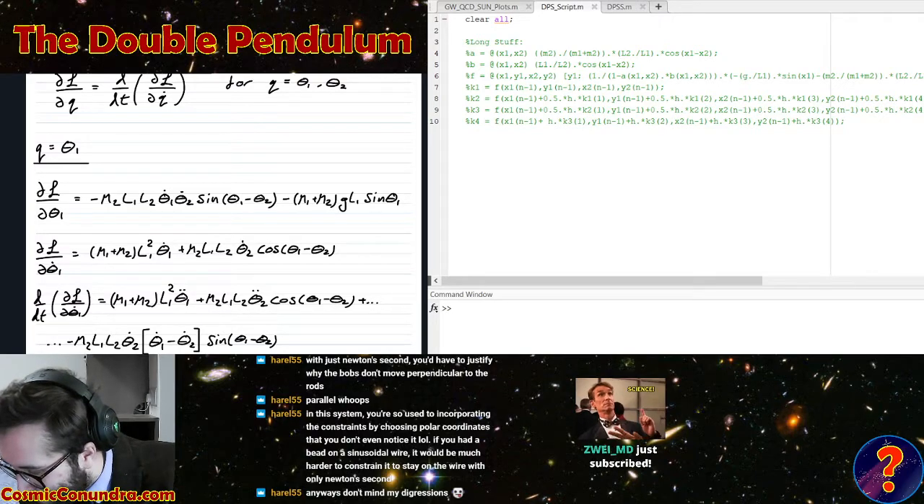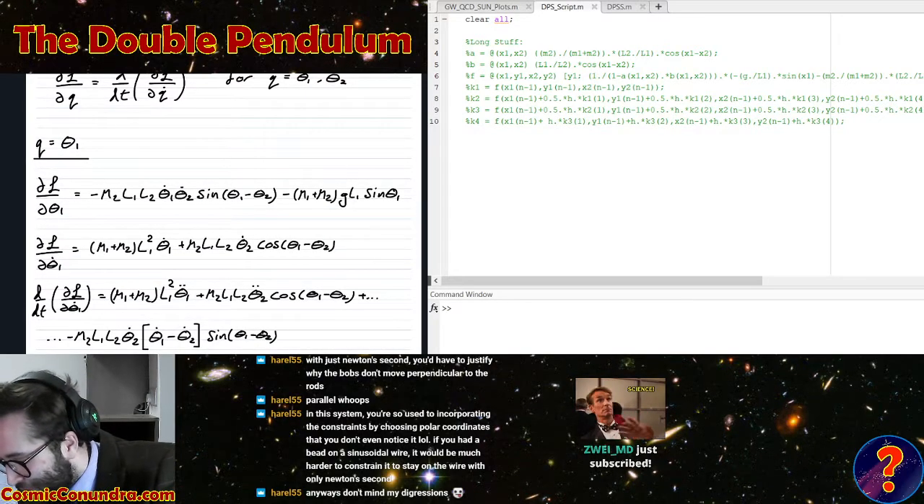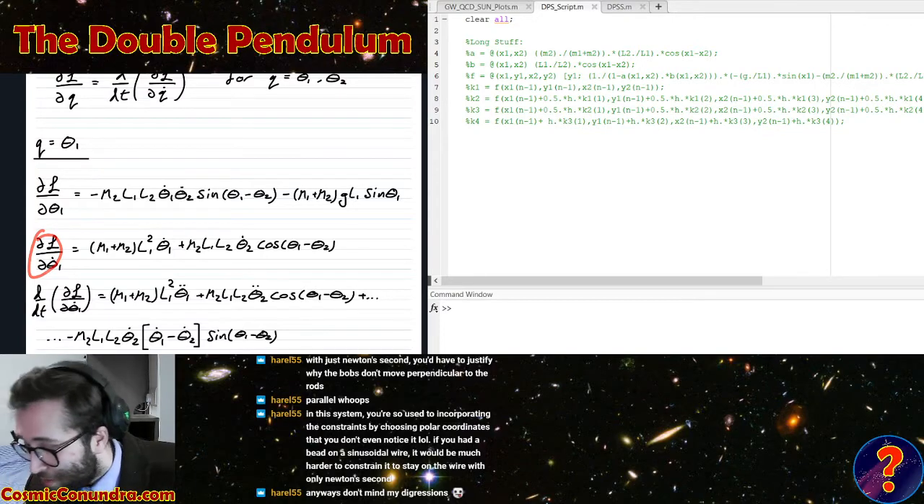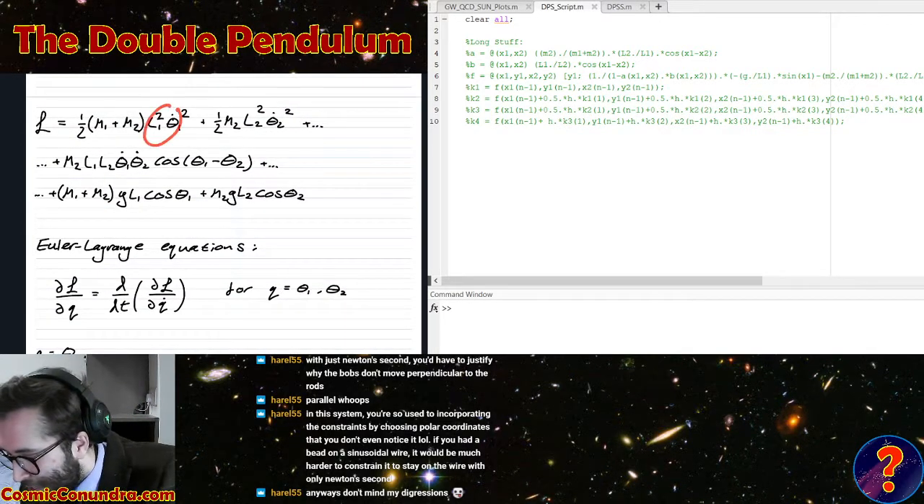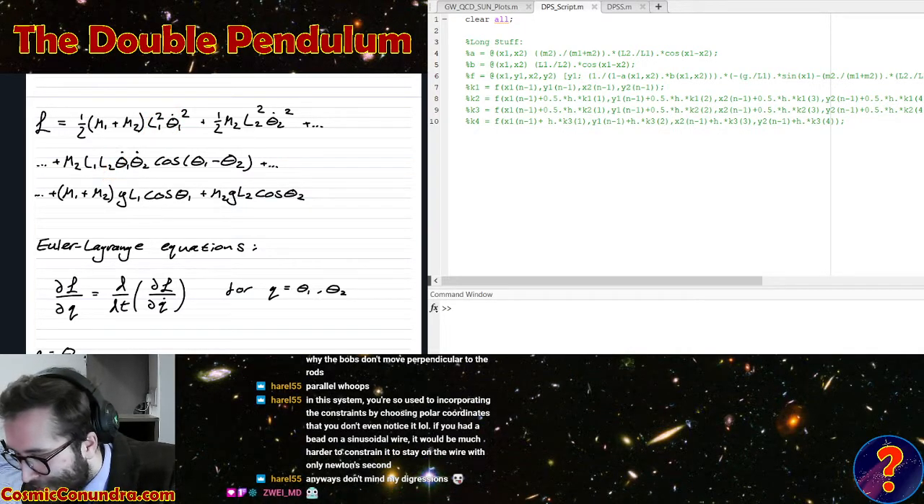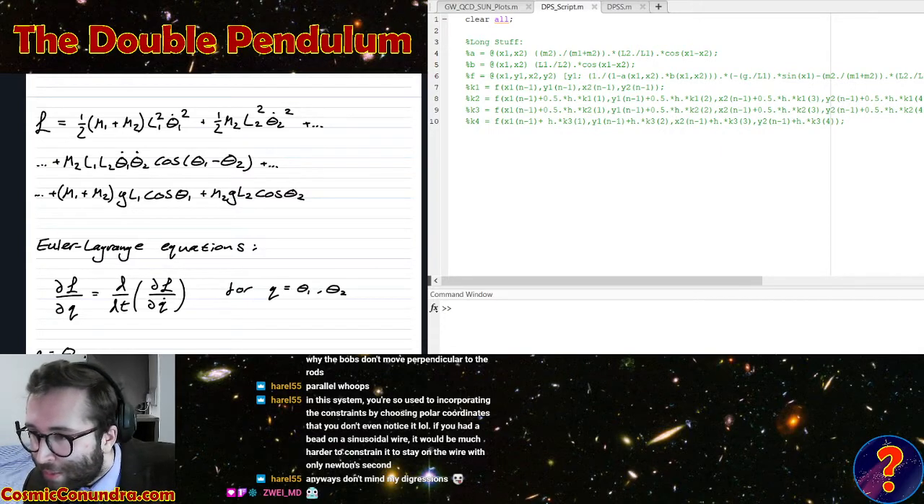Very nice. So then we have to differentiate the Lagrangian with respect to theta 1 dot. So this term here depends on theta 1 dot. This term here depends on theta 1 dot. So these are the only ones which will give a contribution from that.